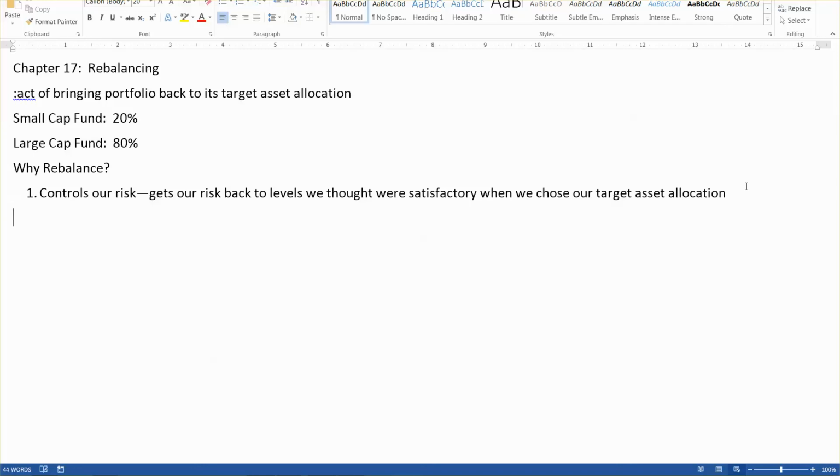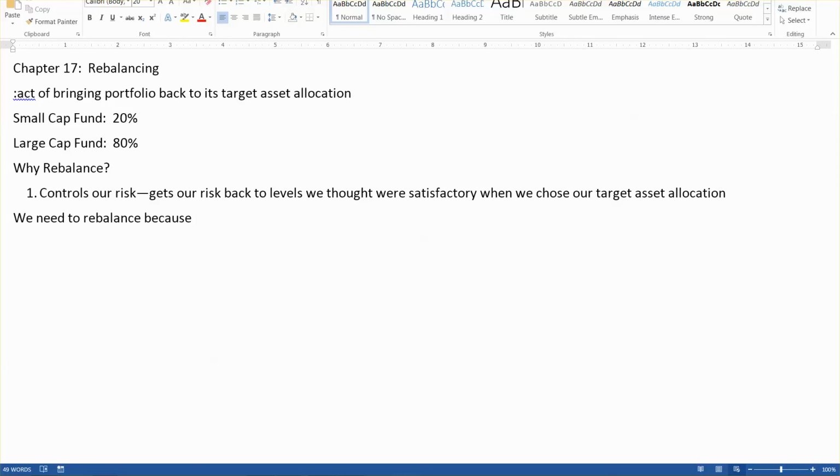And why does the need for rebalancing occur? We need to rebalance because essentially, we decide on an asset allocation, we invest money based on the prices of those mutual funds on that day. The mutual fund prices change the very next day. And so the very next day, we're out of balance, but we might not be out of balance by much.